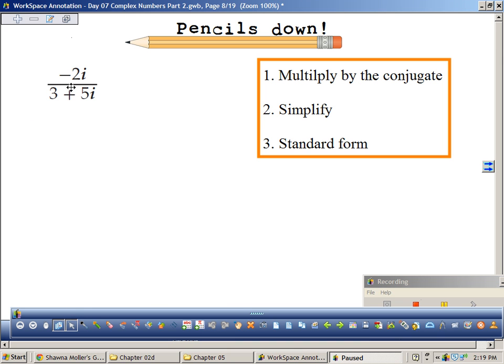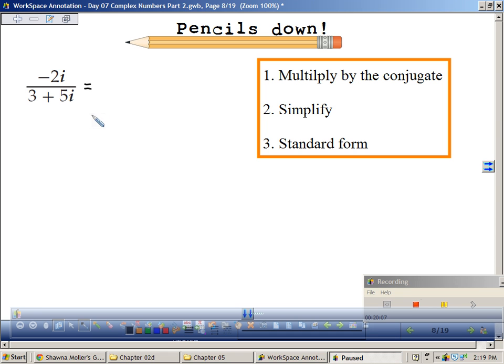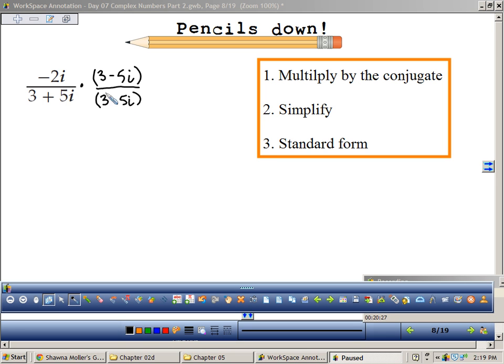All right, so pencils down. Everybody pay attention. Let's do this one. You tell me if it's easier or harder than the last ones we did, okay? So I need to multiply by the conjugate, right? I have 3 plus 5i, so I'm going to multiply by 3 minus 5i to get rid of my imaginary underneath. Okay, so let's start with my numerator.